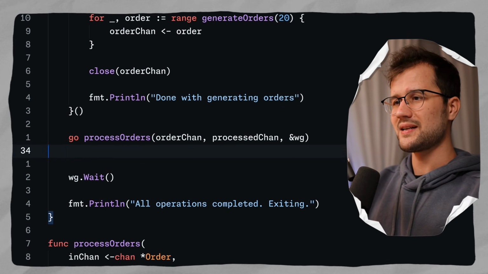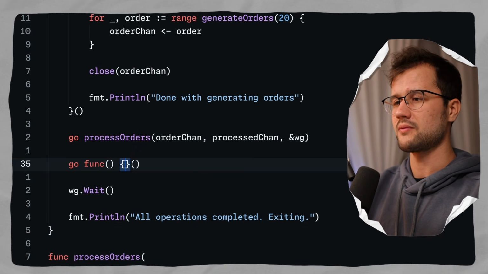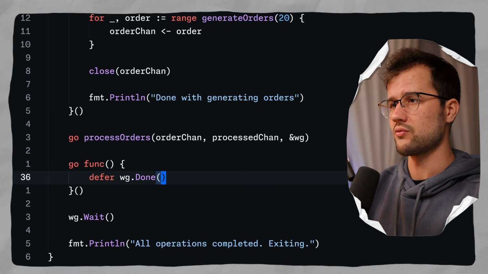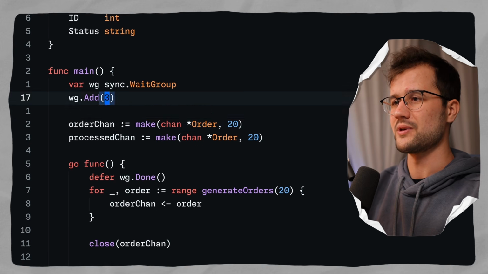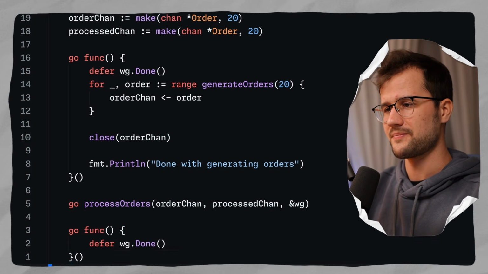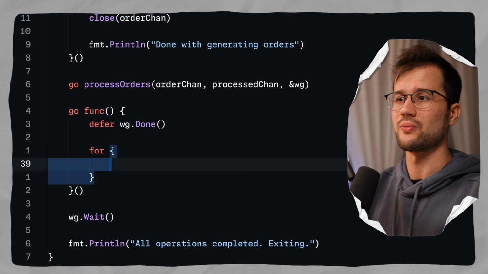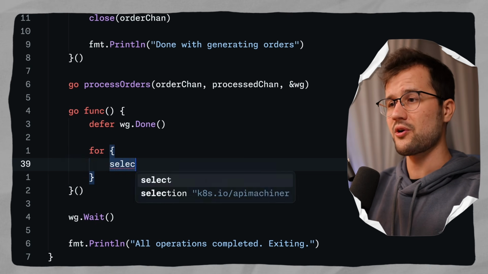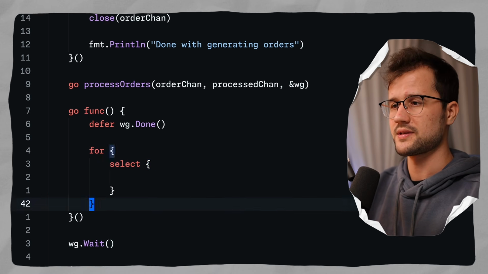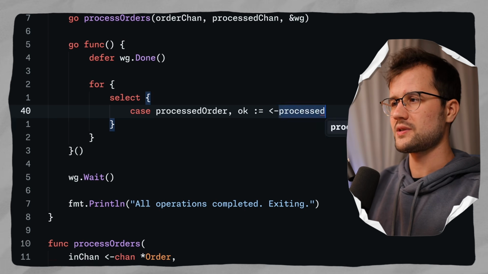All right, let's quickly create a new Goroutine with an anonymous function that will execute immediately. We're going to say defer wg.Done, because obviously we have to wait for this Goroutine. We're going to increase the WaitGroup here. There's a much more efficient way to do this, but this is just for demonstration purposes. Then we create an infinite loop. This can look really scary, but hold on for a minute. We are going to make use of select, which is specifically designed for our channel operations. And then we say processed order, ok, and then processed chan.